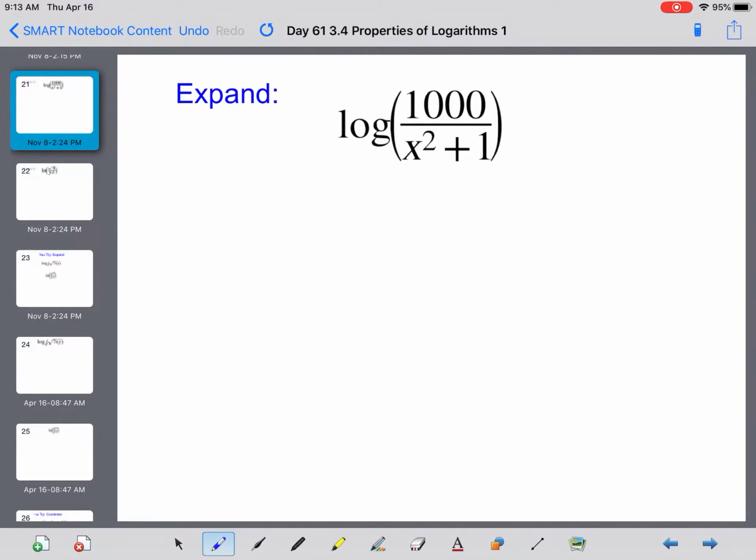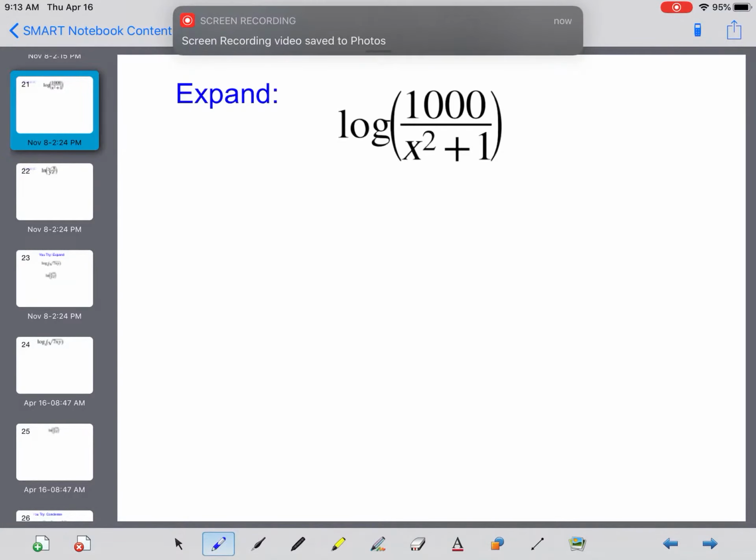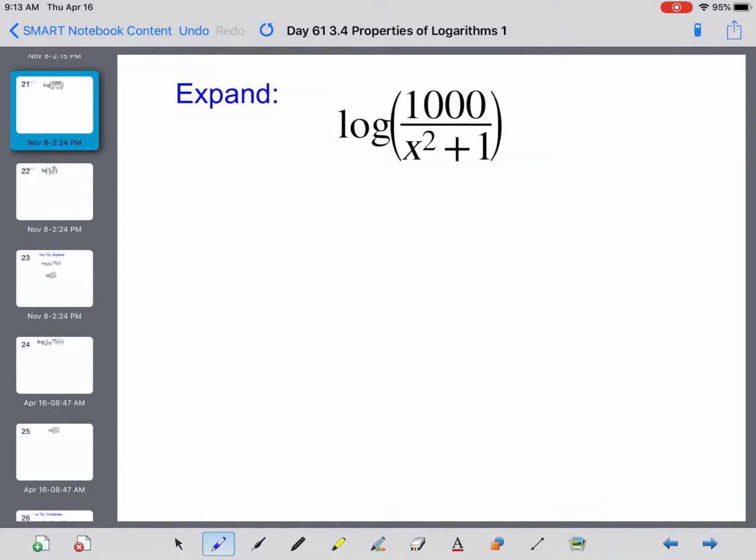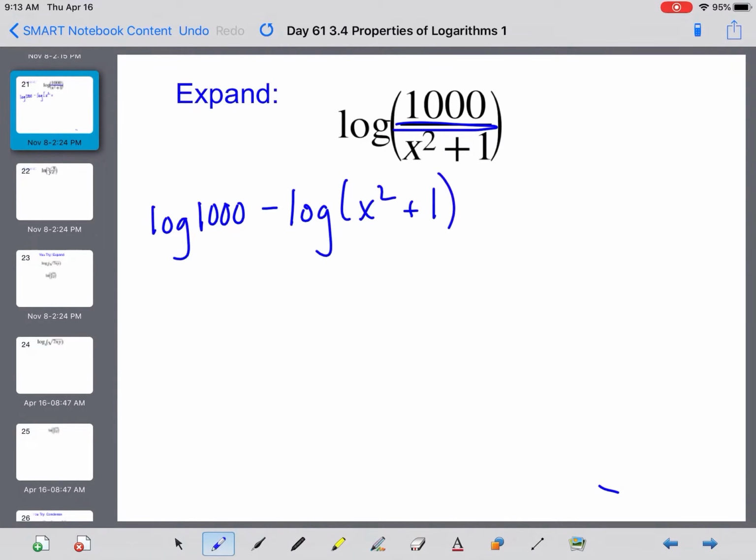All right, here's some additional examples, just if you feel like you want a little bit more practice here with the logarithms. So let's look at expanding something that looks like this: log of 1,000 divided by the quantity of x squared plus 1. So I see that I have a big old division bar right here, so that tells me I'm going to be subtracting what I have. So it's going to be log of 1,000 minus log of that entire denominator.